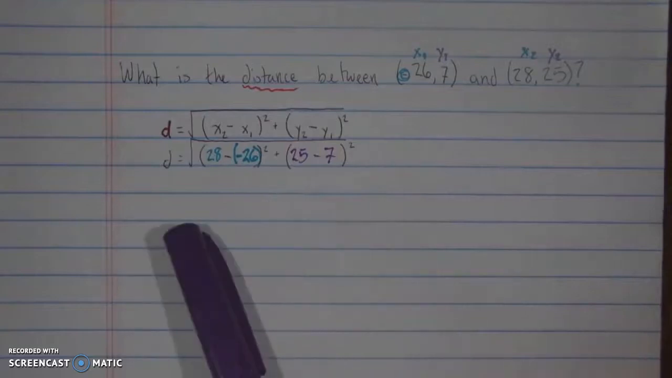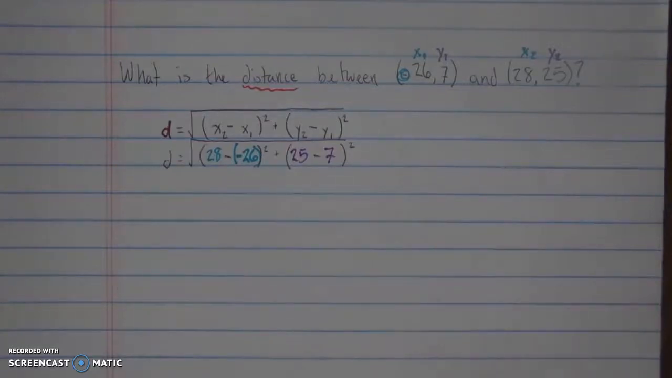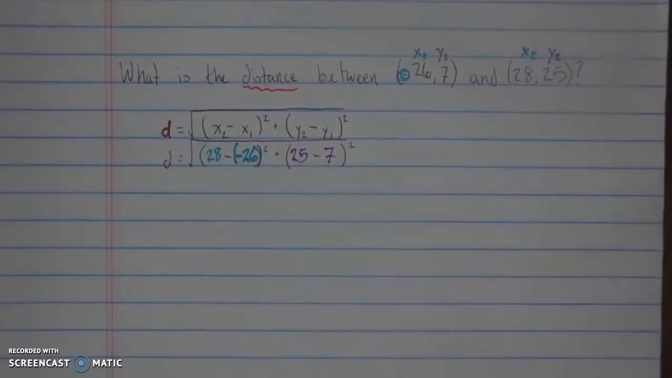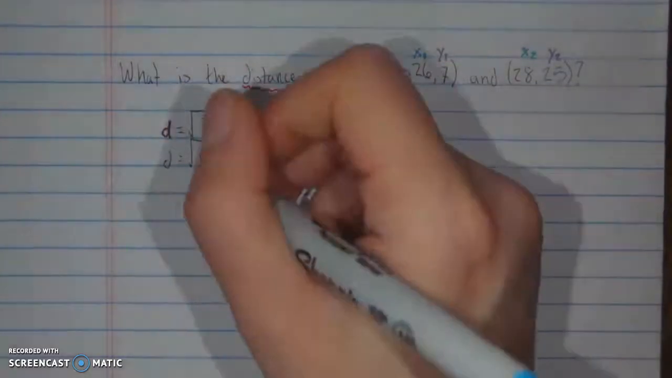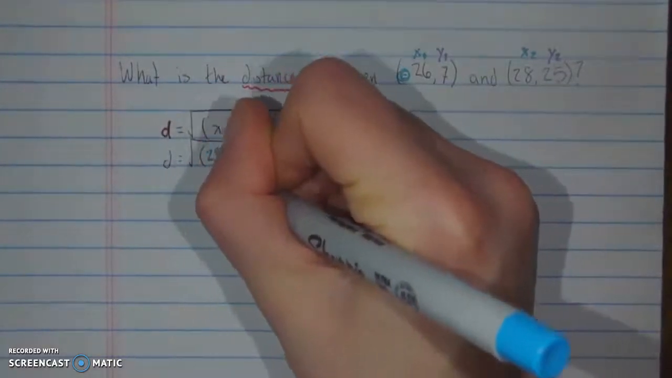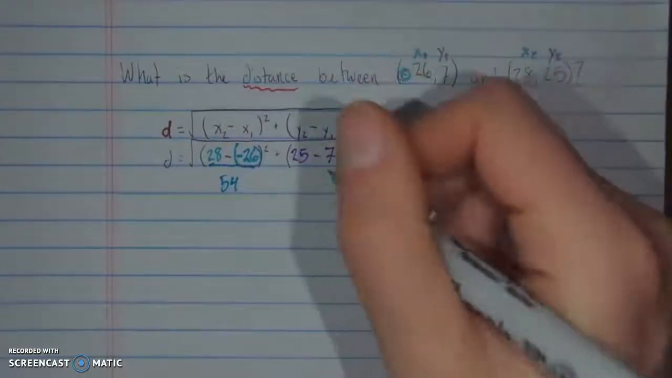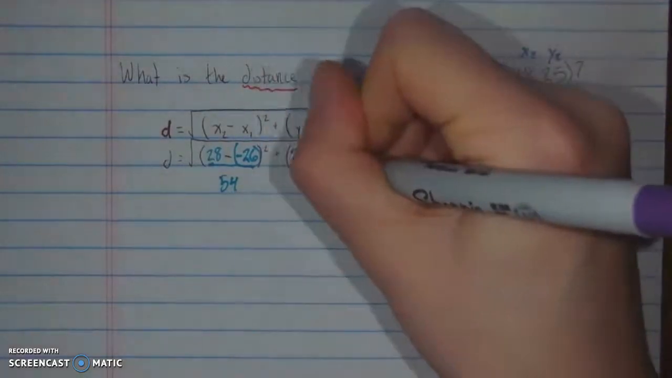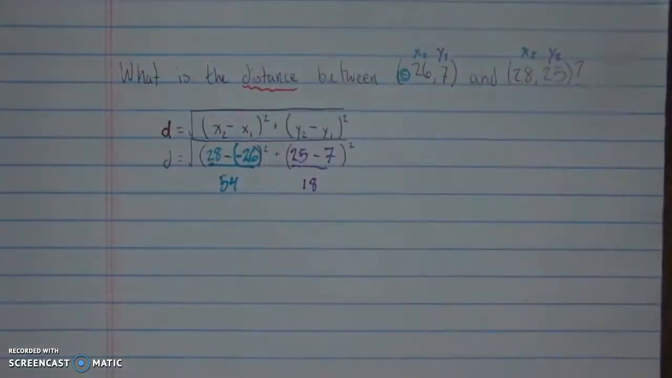I am going to simplify it a little bit. First off, I know that minus a negative number is the same as addition, so what I'm really saying here is 28 plus 26, and that gives me an answer of 54. So I'm saying that this value inside the parentheses is 54. And 25 minus 7, well, that's going to give us 18. So I end up with an 18 over here.